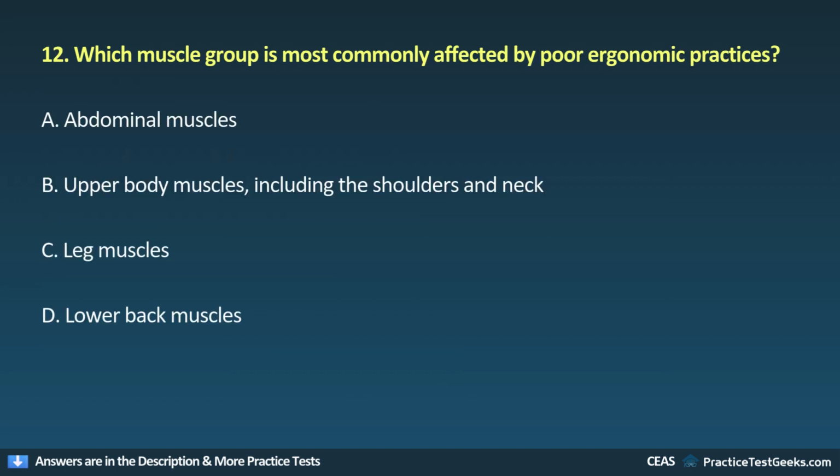12. Which muscle group is most commonly affected by poor ergonomic practices? A. Abdominal muscles. B. Upper body muscles, including the shoulders and neck. C. Leg muscles. D. Lower back muscles.